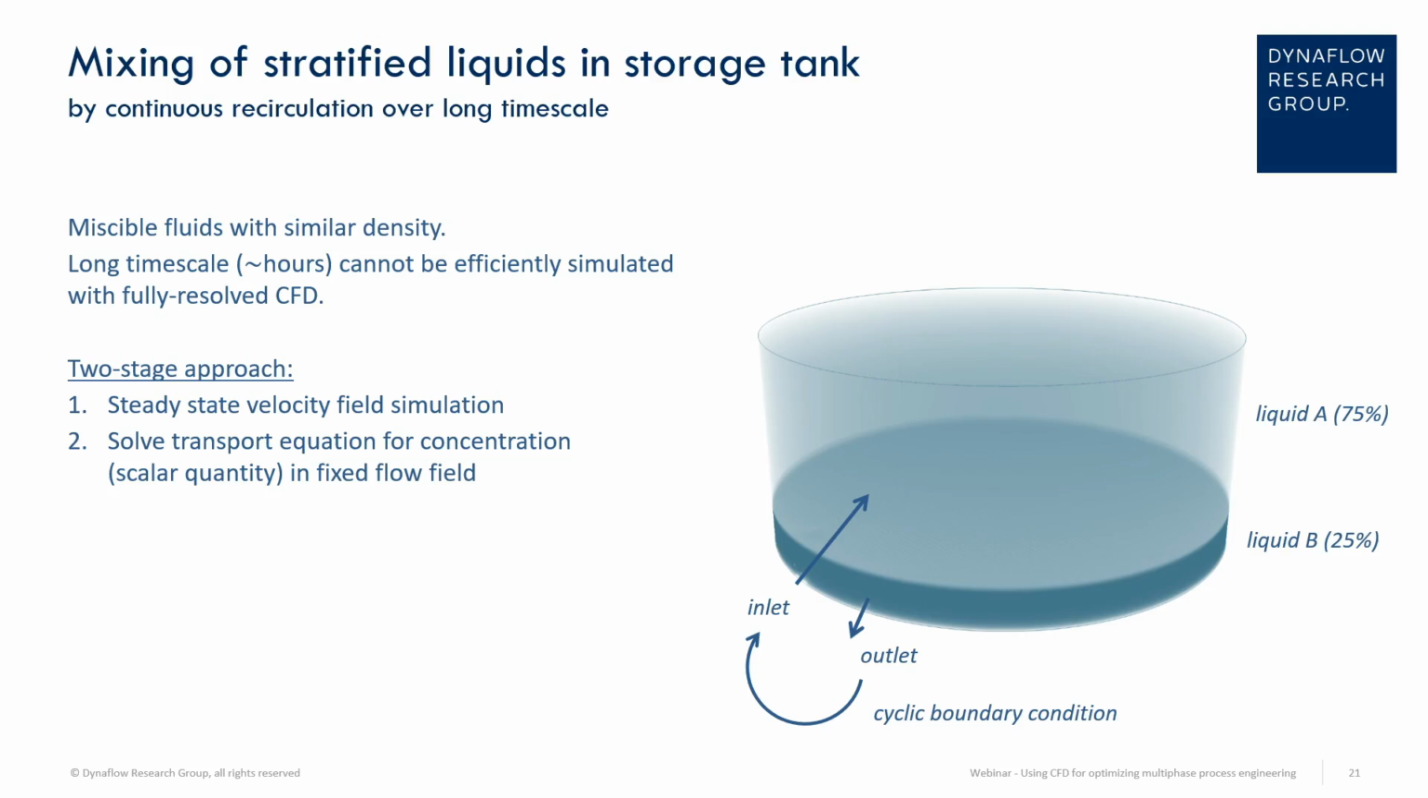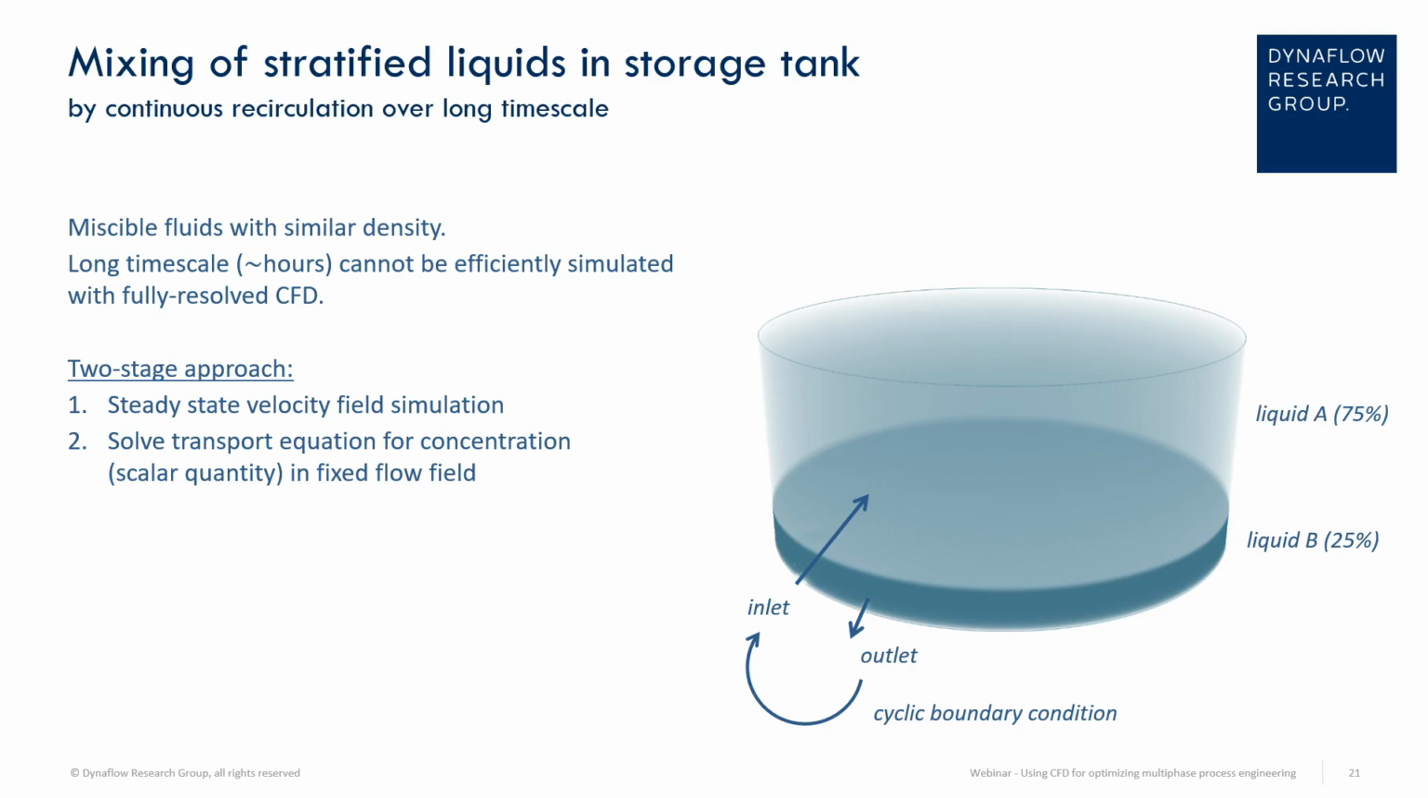In this project, we had a large storage tank filled with two liquids that were of a similar density and miscible. The client's objective was to continuously recirculate the liquids in this vessel in order to end up with a fully mixed end result. The initial estimate was that there was a long timescale involved that could not be efficiently simulated with a fully resolved CFD. So our method of analysis for this project was to employ a two-stage approach.